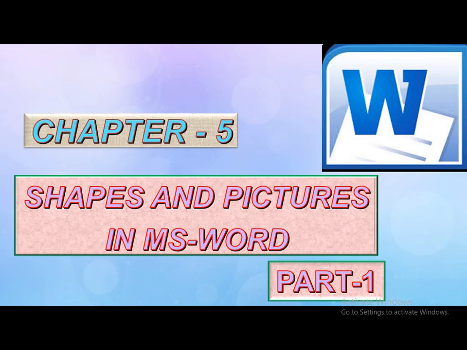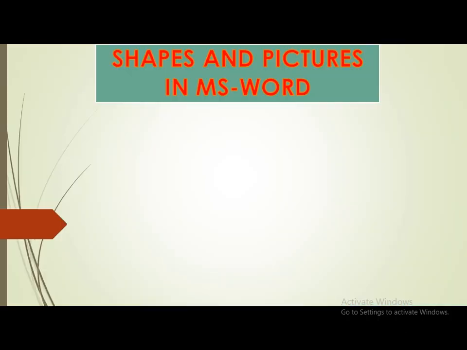Today we are going to start with chapter 5, Shapes and Pictures in MS Word, part 1. In this chapter we are going to study about drawing various objects, adding text to a shape, adding a bulleted or a numbered list to a shape, word art, clip art, etc. So let's begin. Shapes and pictures in MS Word.